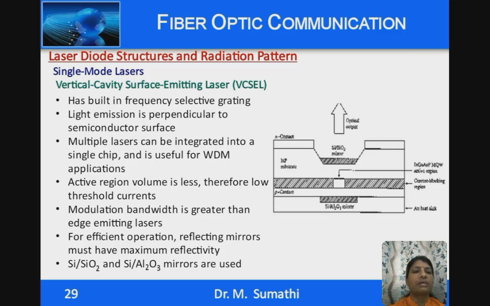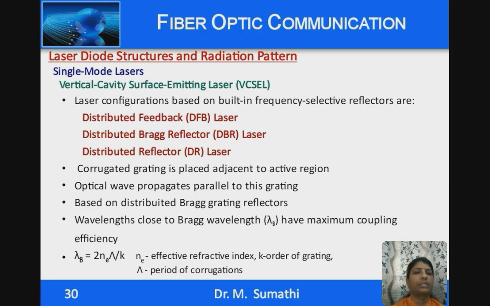In a vertical cavity surface emitting laser, light is emitted in a direction perpendicular to the semiconductor surface, and it has an inbuilt selective grating. Since the emission is in a perpendicular direction, multiple lasers can be integrated into a single chip and it is greatly used for WDM applications. So, the active emission region volume is less, therefore, the threshold current density is less. Here 2 mirrors are indicated and they should have maximum reflectivity for efficient operation.